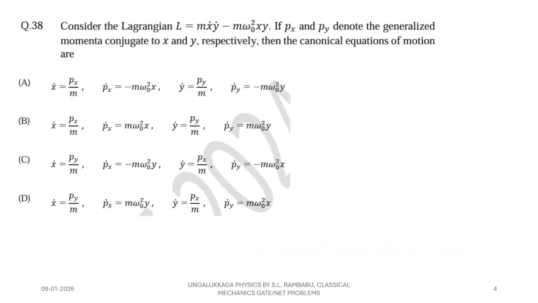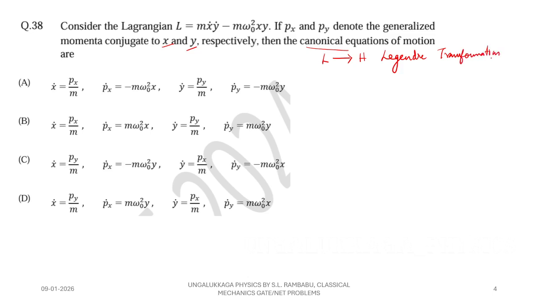In this problem, we have a Lagrangian given, L is equal to m x dot y dot plus m omega square x y. If px and py denote the generalized momenta conjugate to x and y respectively, then what are the canonical equations of motion? In order to find them, first we have to go from L to H with the help of the Legendre transformation.